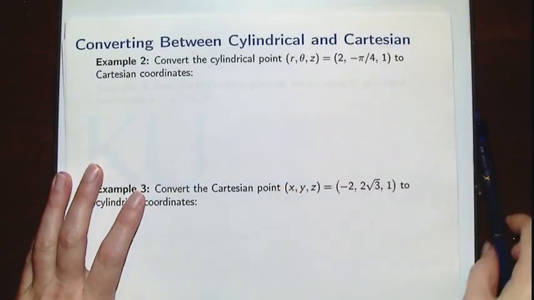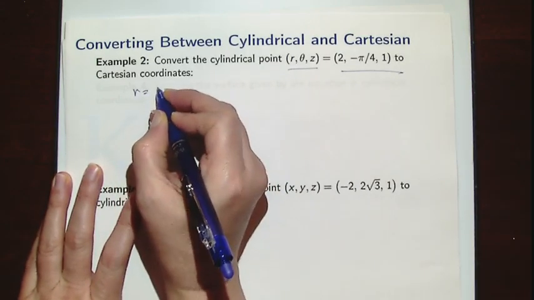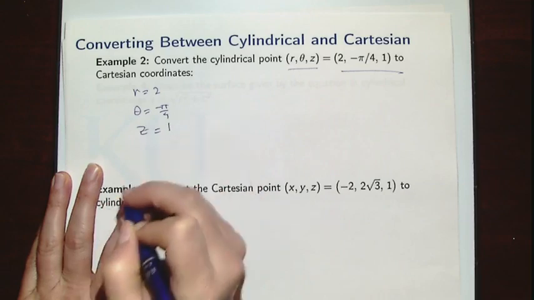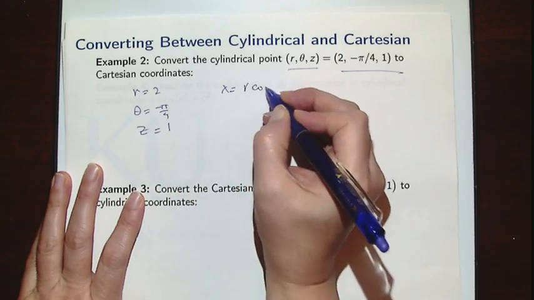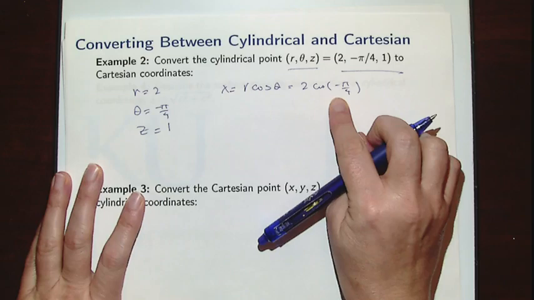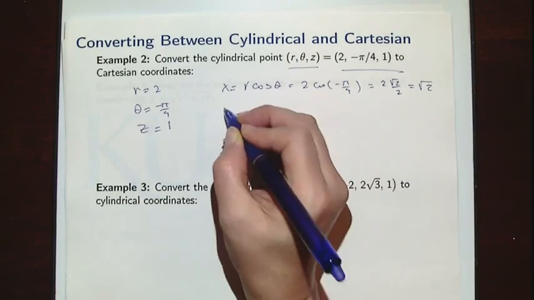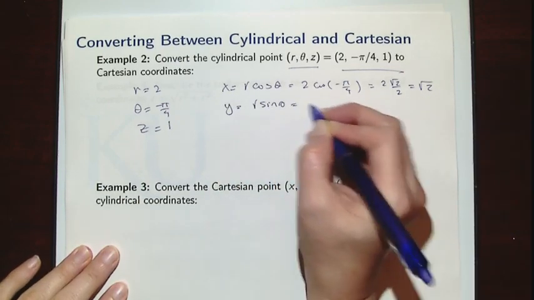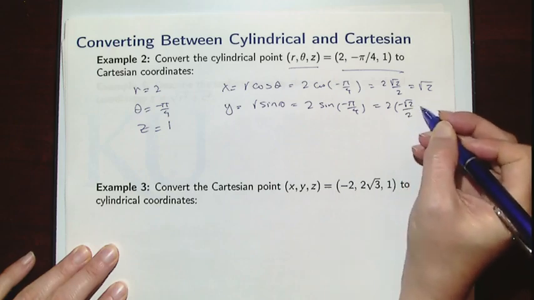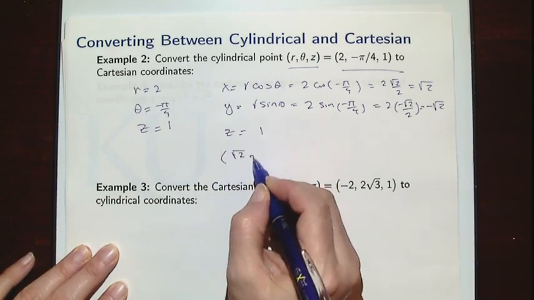So how do I convert this to cylindrical coordinates? What does this mean? r is equal to, theta equal to, z equal to 1. Now, what is x equal to? 2 cosine of negative pi fourth. What is cosine of negative pi fourth? It's in the fourth quadrant. What about y? Negative root 2 over 2. What about z? So I'm writing it as a point. What would that be?